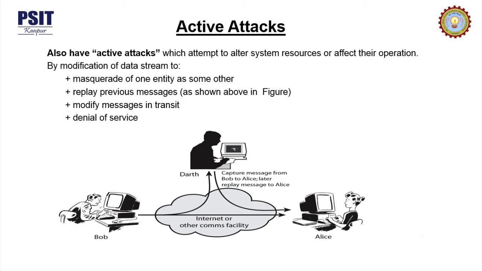As in the diagram, you can see the messages transmitted by Bob to Alice are being captured by Darth on the network, and he is replaying those messages by modifying them or by making certain changes to those messages. Along with that, he can pretend he is Bob, not Darth, and Alice will think that these messages are coming from Bob himself, but actually those messages were transmitted by Darth. So this is a type of active attack in which certain modification or alteration is performed on the messages.